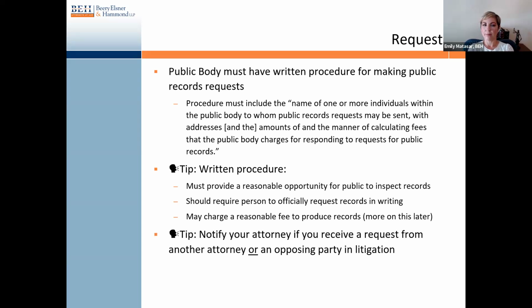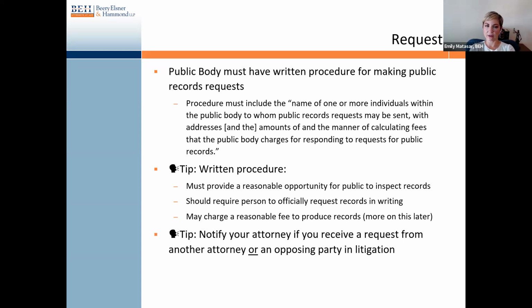So more on requests. Every public body must have a written procedure for making records requests. The procedure should include the name of the person that receives the request, the address of that person and how to get in touch with them, and also the manner of calculating fees.